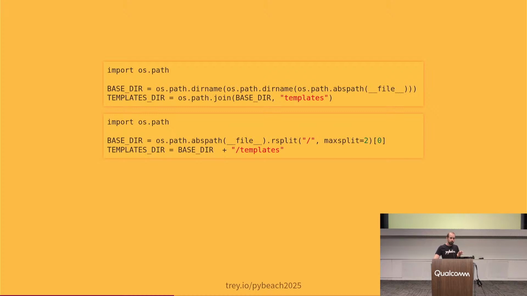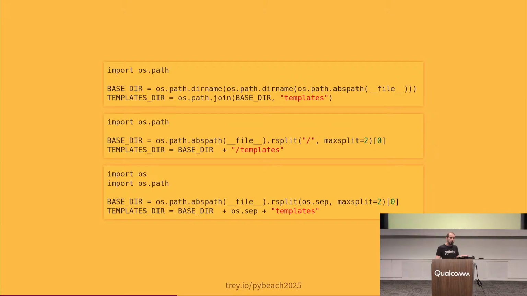This second way of doing things is shorter, but it's probably buggy on Windows, which usually uses backslash instead of forward slashes for file paths. Now, we could have relied on os.sep to make this code work on all operating systems, but I think this last code is actually less readable than the os.path version that we started with.